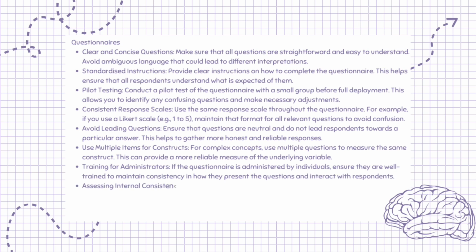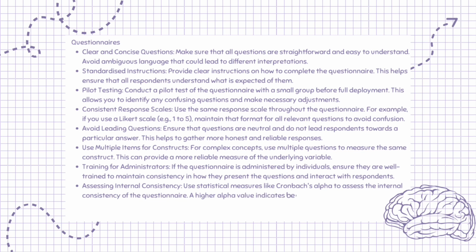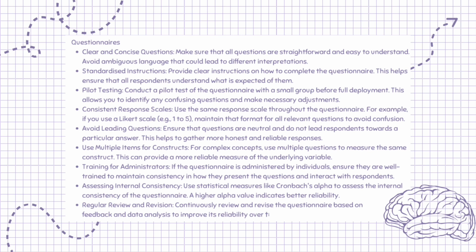Assessing internal consistency. Use statistical measures like Cronbach's alpha to assess the internal consistency of the questionnaire. A higher alpha value indicates better reliability. Regular review and revision. Continuously review and revise the questionnaire based on feedback and data analysis to improve its reliability over time.